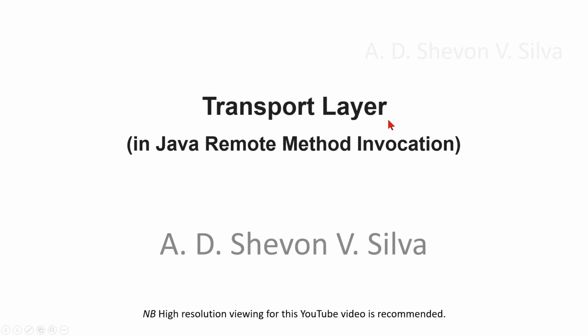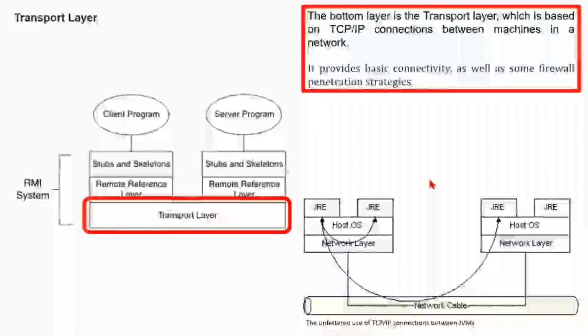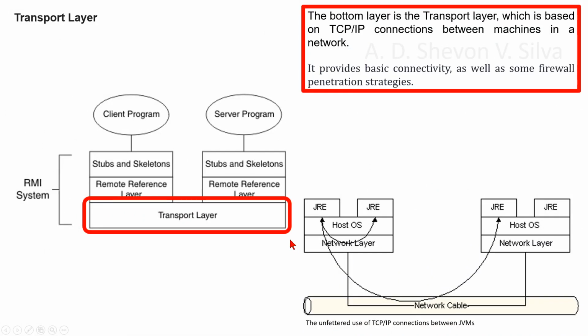Transport layer in Java Remote Method Invocation. The bottom layer is the transport layer, which is based on TCP/IP connections between machines in a network. It provides basic connectivity as well as some firewall penetration strategies.